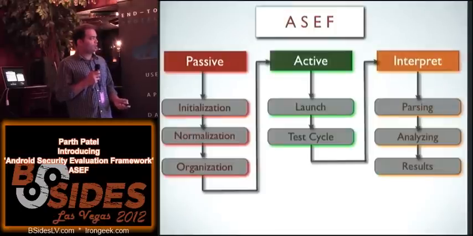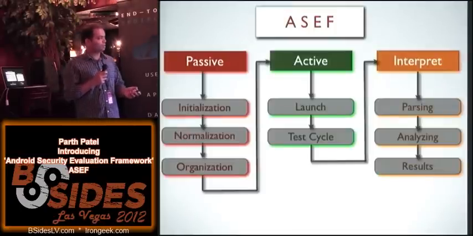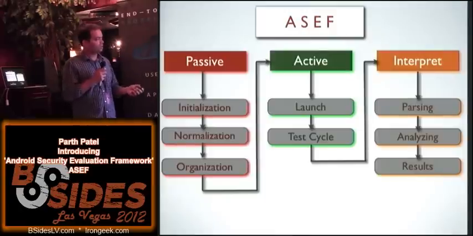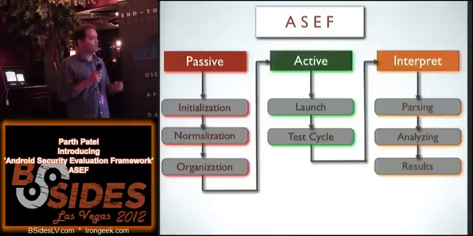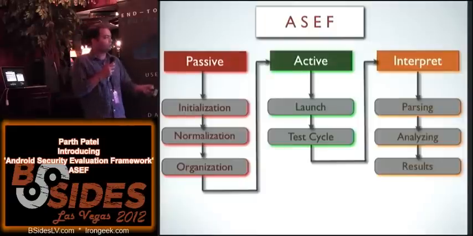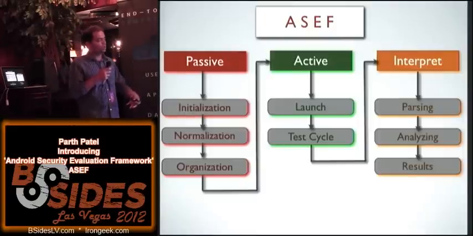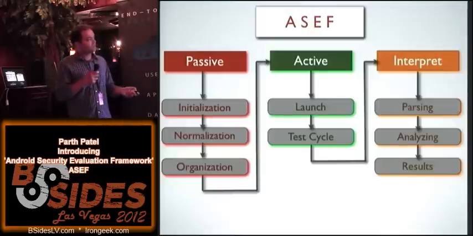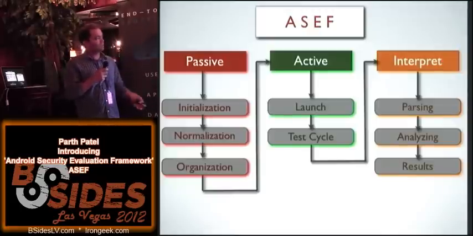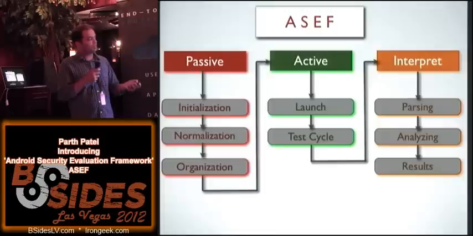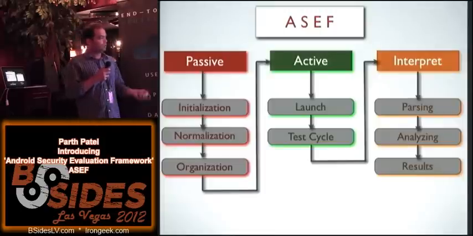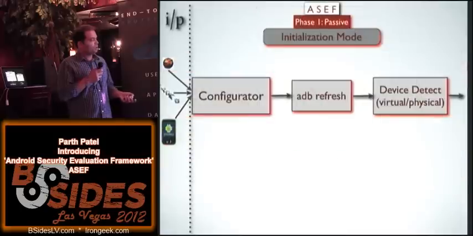So there are 3 different phases in which ASEF works. Its design flow works in 3 different phases. The first phase is passive, where it tries to collect all the data which is required to run all the tests. In the active phase, it will actively run all the tests on the virtual device. And then once all the data is collected, after running all the test cycles, it will try to interpret this data in order to conclude some results. So let's look at every phase one by one.